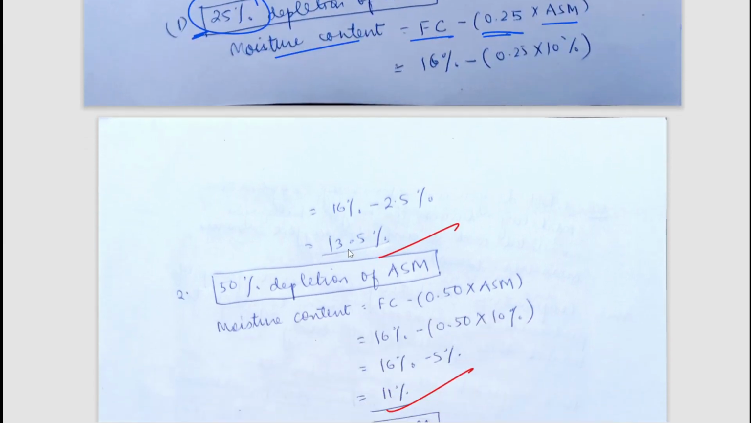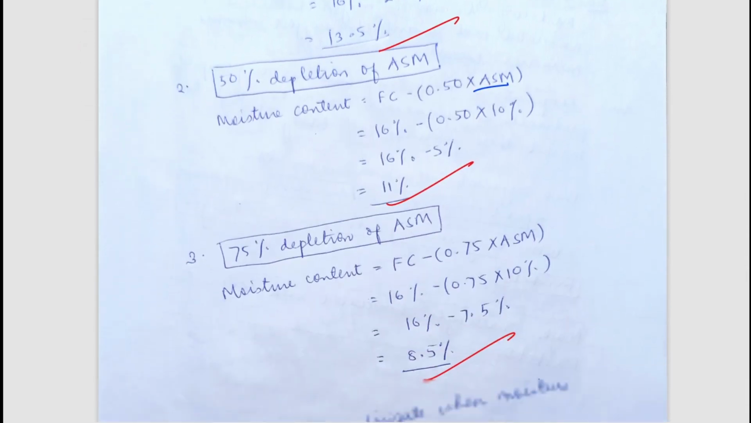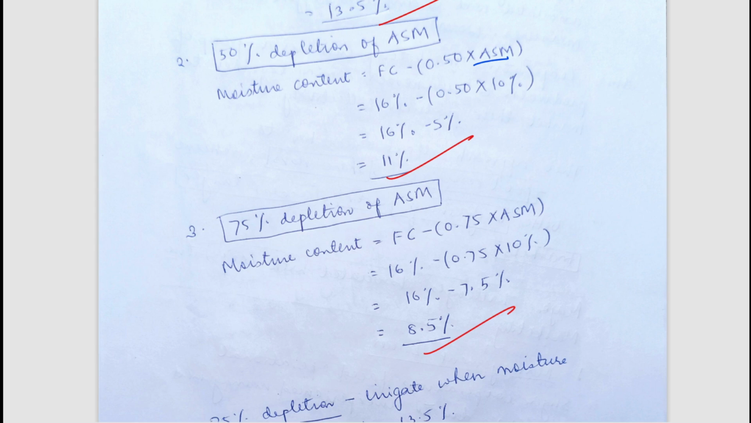And again, here you can see it is 0.25, because here the depletion is 25%. Here the depletion is 50%. Again, we will do field capacity minus 0.5 into ASM, as we have calculated the ASM as 10%. So by using this formula, you can calculate the answers. I have discussed, I think, these types of questions in my videos also. If you do not understand here, do refer to those videos.